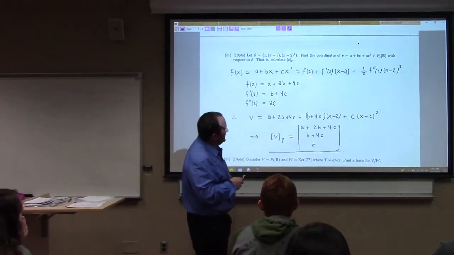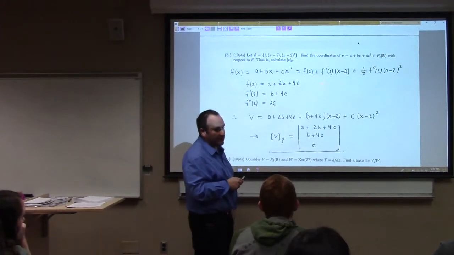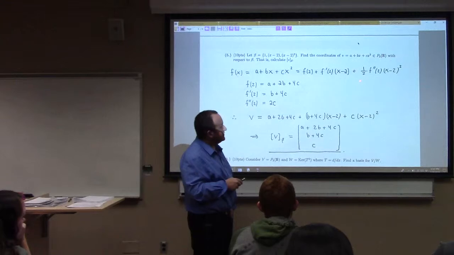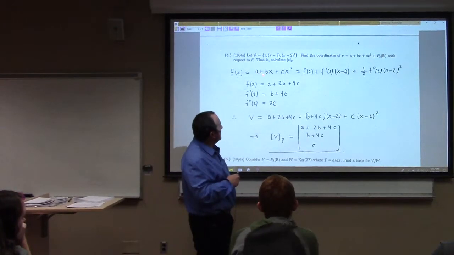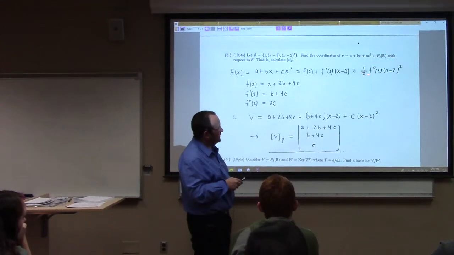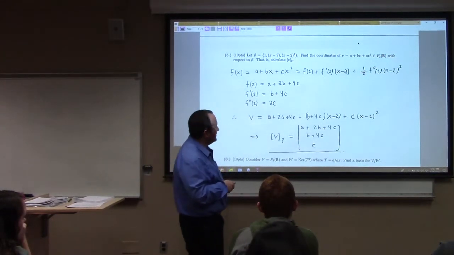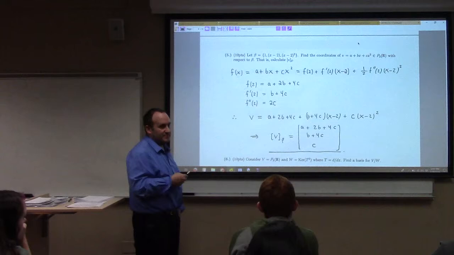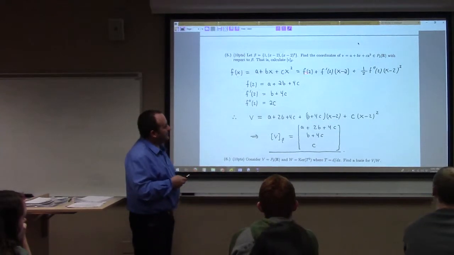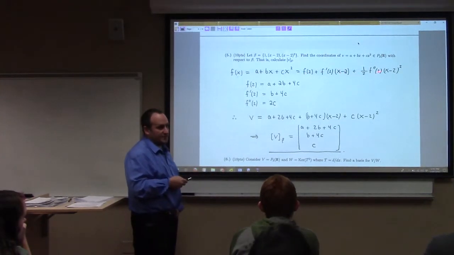And so this is Taylor's theorem applied to a quadratic centered at 2, right? I know that I can rewrite a plus bx plus cx squared as f of 2 plus f prime of 2 times x minus 2 plus 1/2 f double prime of 2 times x minus 2 squared. This is Taylor's theorem. And these are easy enough to calculate because we know calculus.